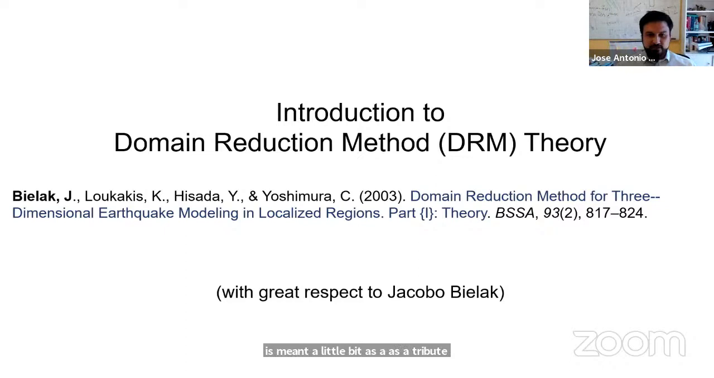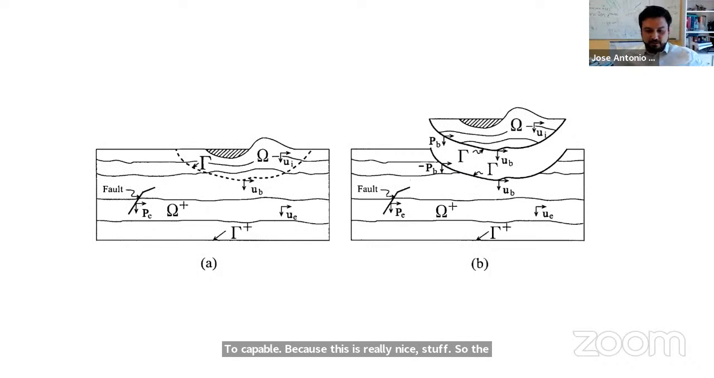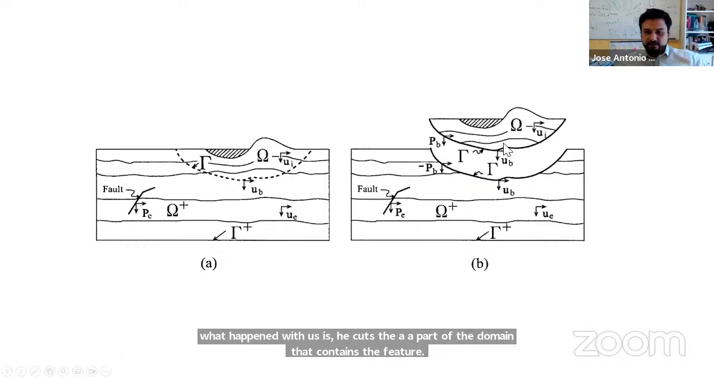So the way this works, and I'm just copy pasting from his article. If you haven't seen this, this is really nice. So you have a zone, an area, regional scale, and there's some feature you're interested in studying. And in that region, there's a fault which produces motions that are going to be going into that zone. So what Jacobo does is he cuts a part of the domain that contains the feature he wants to study and separates the domain into an interior region and an exterior region surrounded by a boundary, right?